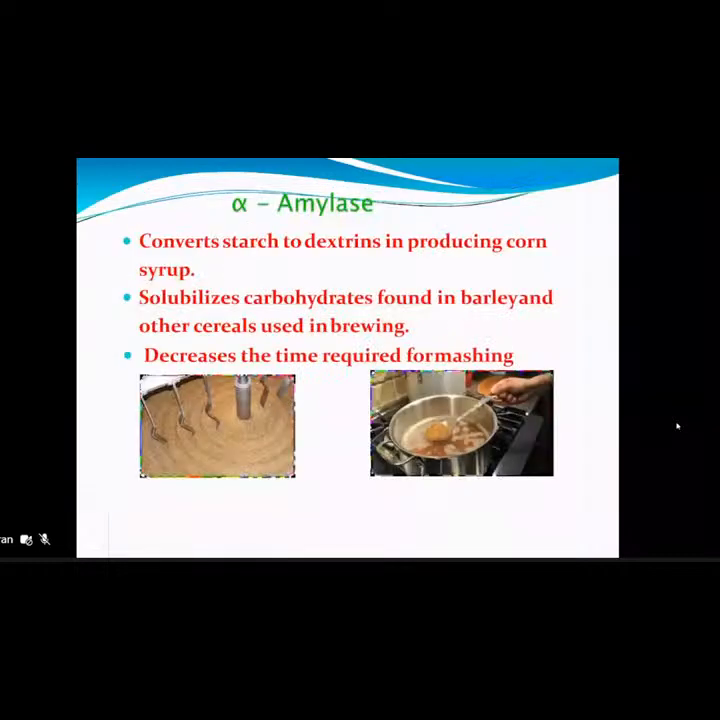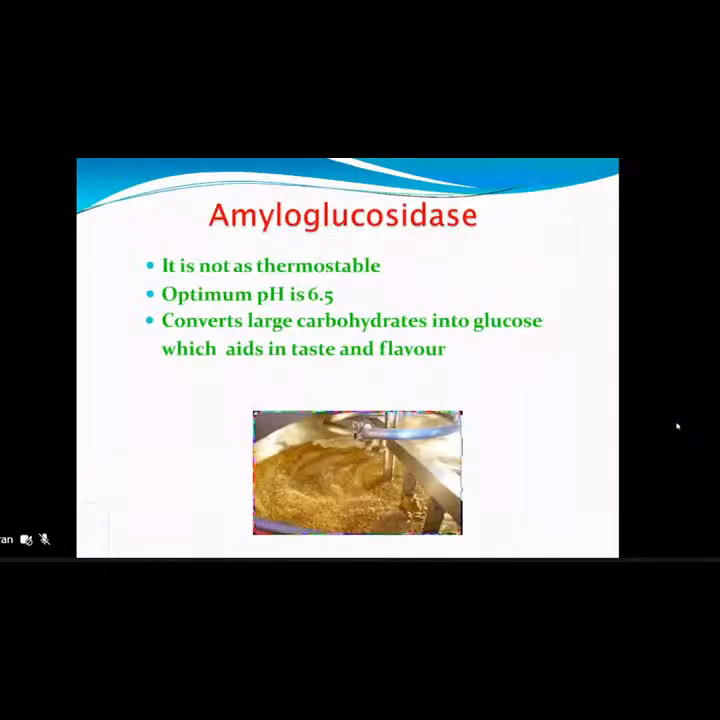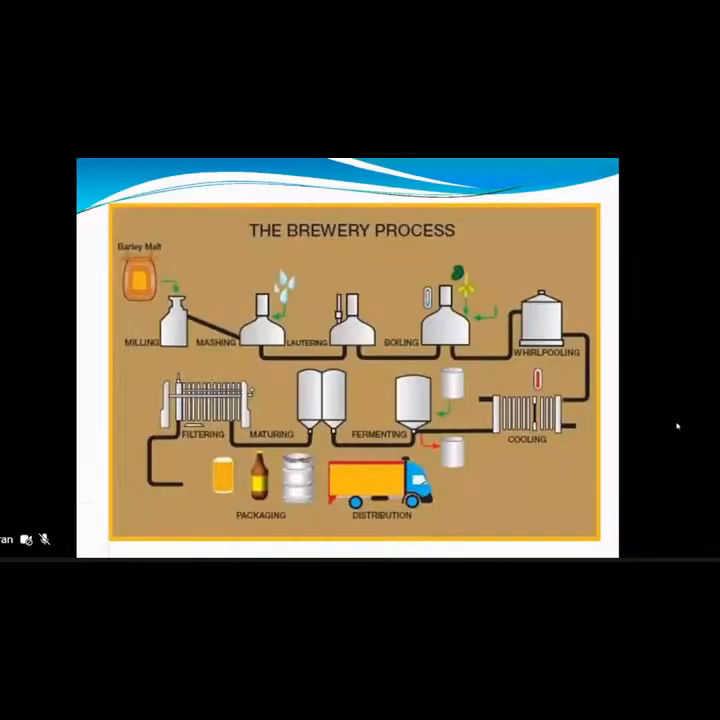Next slide. Alpha amylase, you know that it acts on starch, is also used in mashing and also in the brewing industry. Next slide. Next one. Next one. Next. Amyloglucosidase is used, which helps in improving taste and flavor. Next slide. This is the distillation industry process, or steps involved in the brewing industry. Next slide.